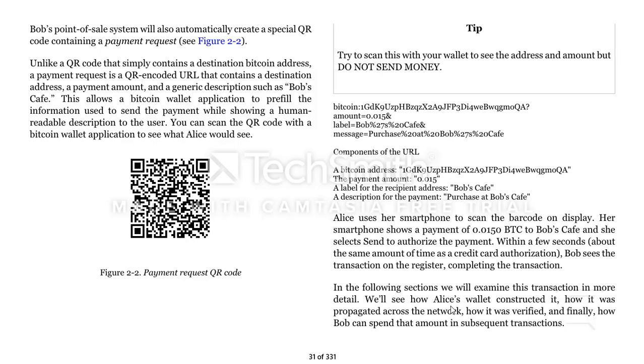Alice uses her smartphone to scan the barcode on display. Her smartphone shows a payment of 0.0150 BTC to Bob's Cafe and she selects Send to authorize the payment. Within a few seconds, about the same amount of time as a credit card authorization, Bob sees the transaction on the register, completing the transaction. In the following sections we will examine this transaction in more detail. We'll see how Alice's wallet constructed it, how it was propagated across the network, how it was verified, and finally, how Bob can spend that amount in subsequent transactions.